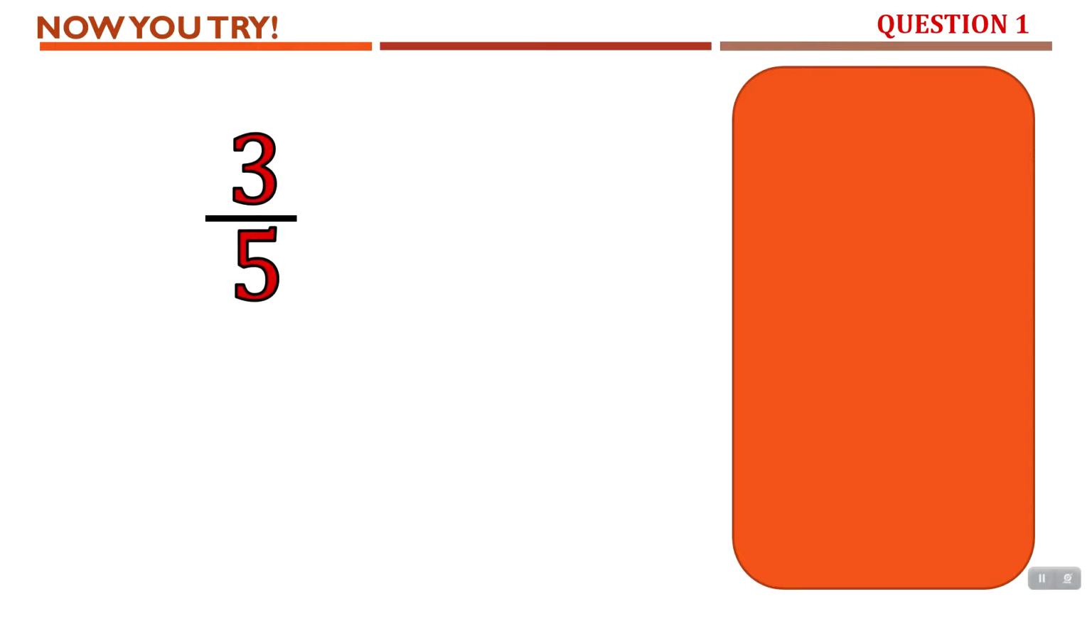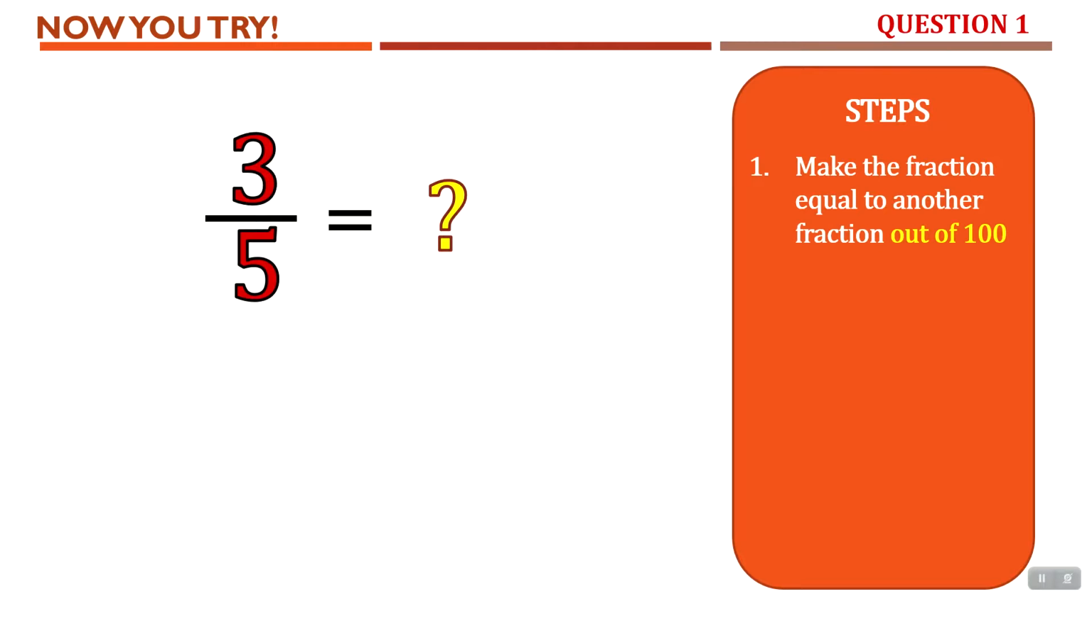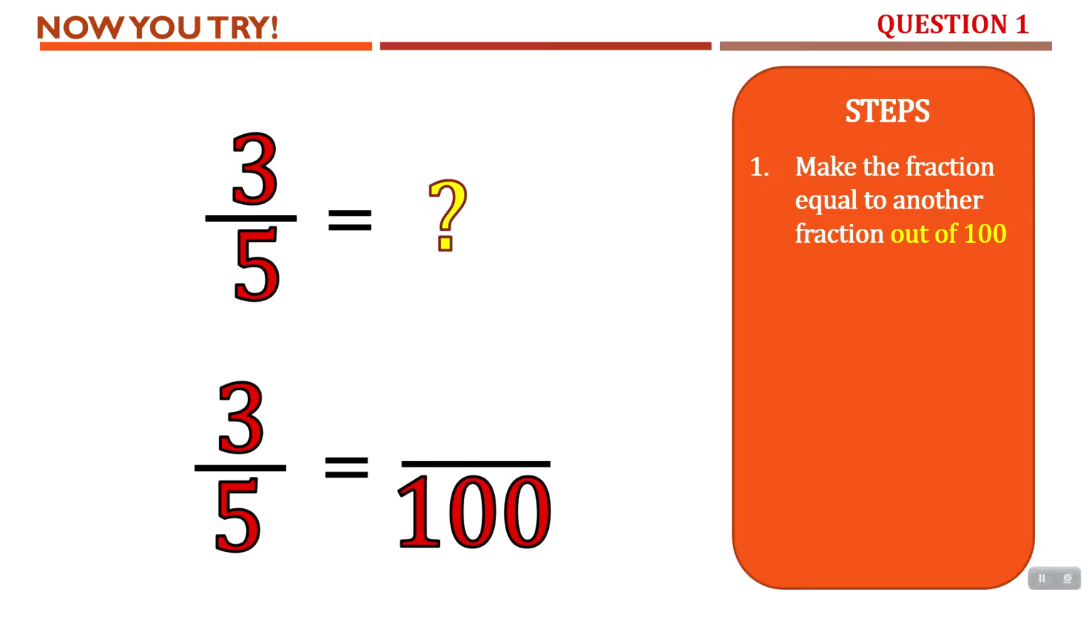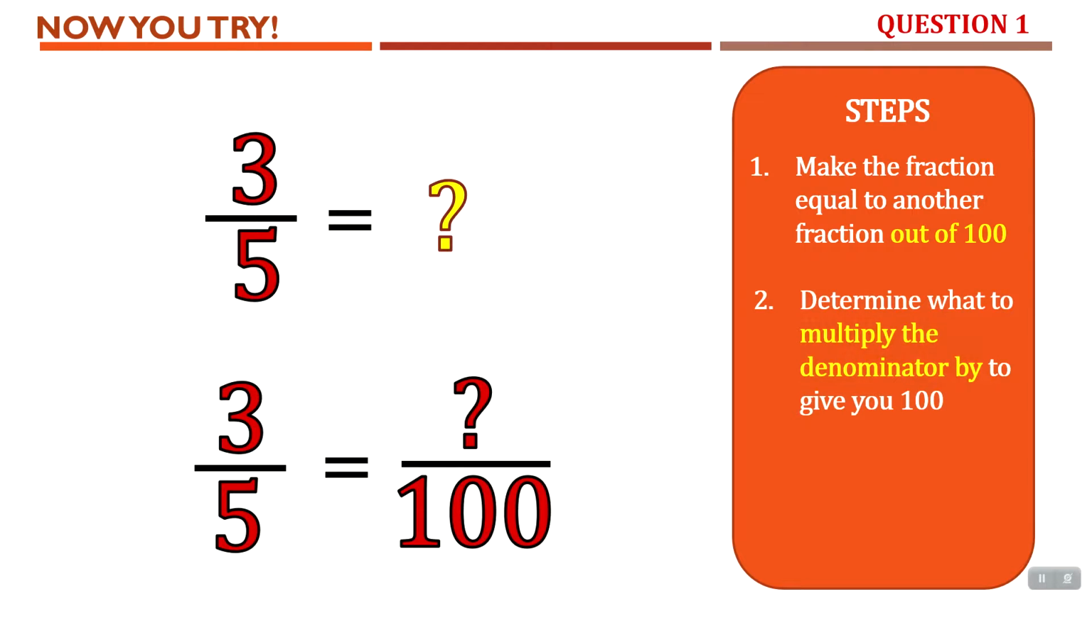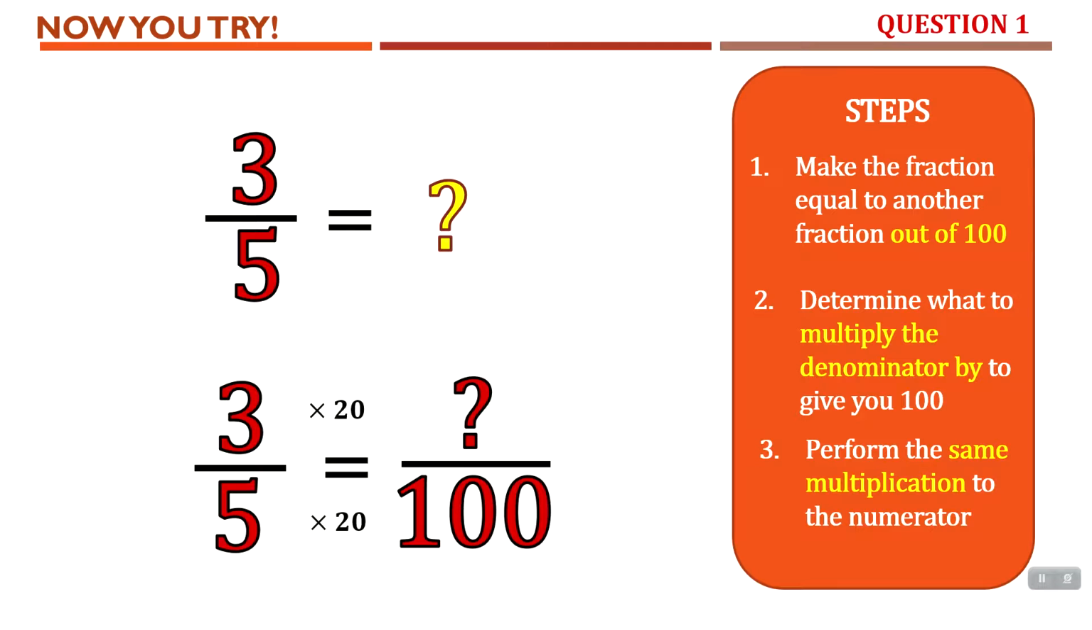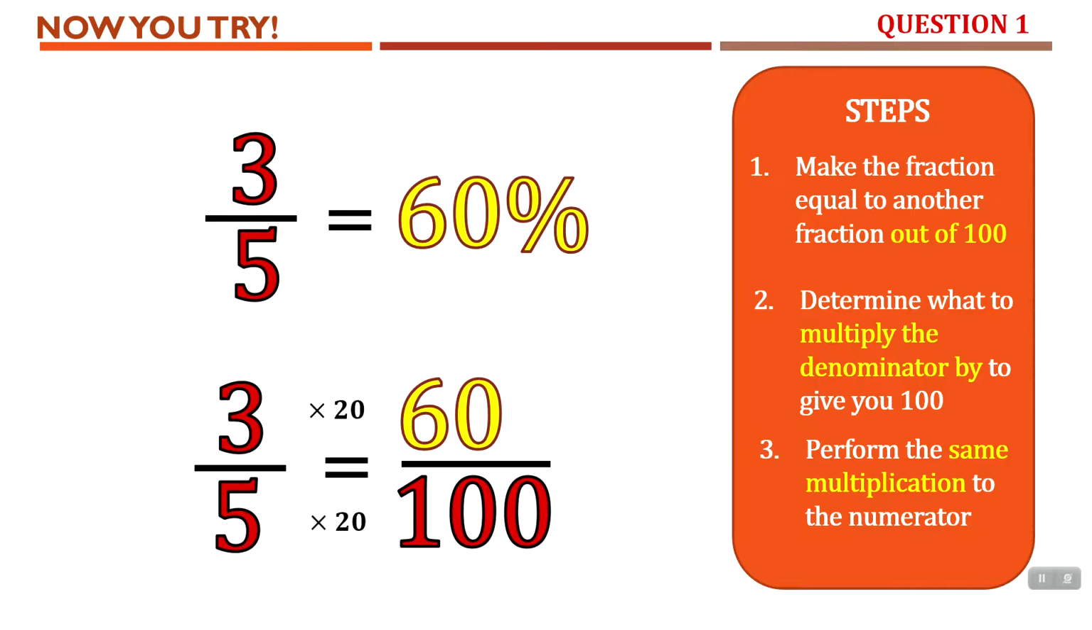Let's look at question 1. Now it's your turn. How do we convert 3 over 5 into a percentage? Well, following the steps, we make it equal to a fraction out of 100. And then we find what number multiplied by 5 gives us 100. The facts that we just looked at told us that 5 times 20 is 100. And we do the same thing to the numerator. 3 times 20 is 60. And so 3 out of 5 is equal to 60 over 100, which is 60%. As long as we have a number out of 100, the numerator is the percentage.